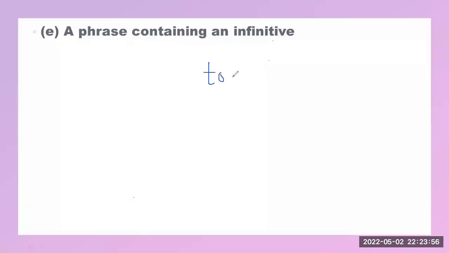For instance, to do, to work. All right. That is an infinitive phrase, which we can call IP, an infinitive phrase. Now, an infinitive begins with the preposition to, followed by a verb. So a phrase containing an infinitive, or what you can call an infinitive phrase, can also be regarded as an adjective phrase when it does the work of an adjective.